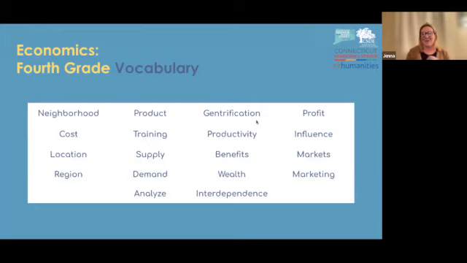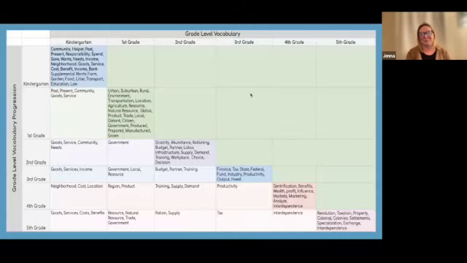So, as always, we do have vocabulary at each grade level, drawing upon some from the prior and then adding new words in, such as gentrification. So, we have neighborhood, cost, location, region, bringing in the US geography, product, trading, supply, demand, analyze, gentrification, productivity, benefits, wealth, interdependence, profit, influence, markets, and marketing.